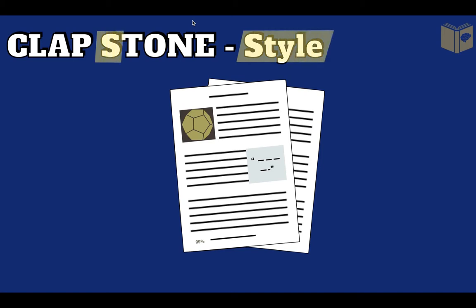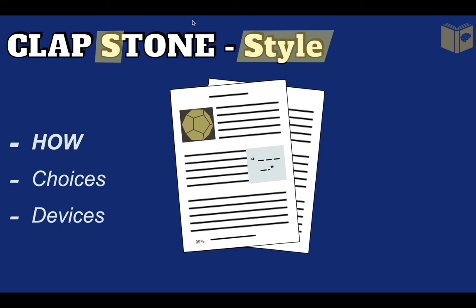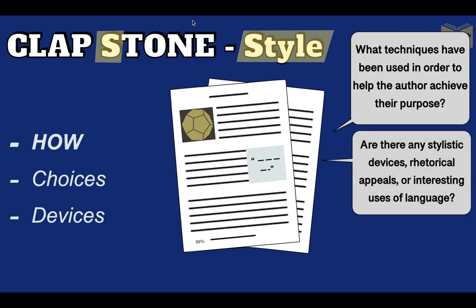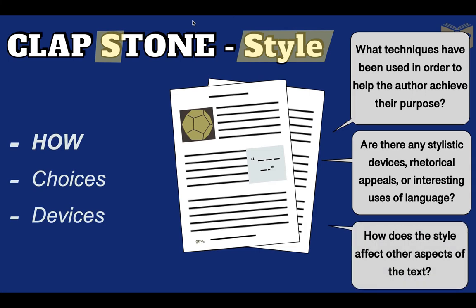S is for style. You're asking how again. How has the author utilised certain stylistic choices or devices? Ask yourself what techniques have been used in order to help achieve their purpose. Look for any stylistic devices or rhetorical appeals, interesting use of language, and again, think about how the style affects other aspects of the text.